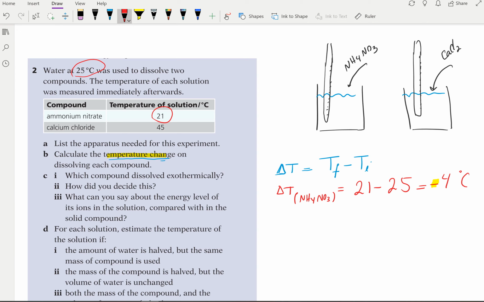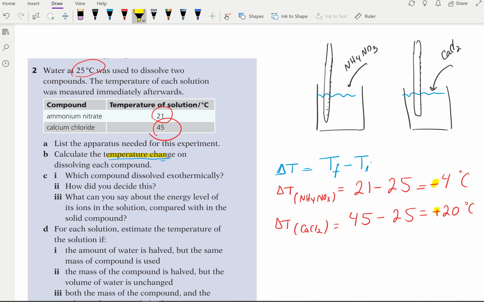For the second compound, calcium chloride, the final temperature was 45. The initial temperature of the water was 25. So the temperature change is positive 20 degrees. Again, this positive sign shows that the temperature has increased upon adding CaCl2 to the solution.